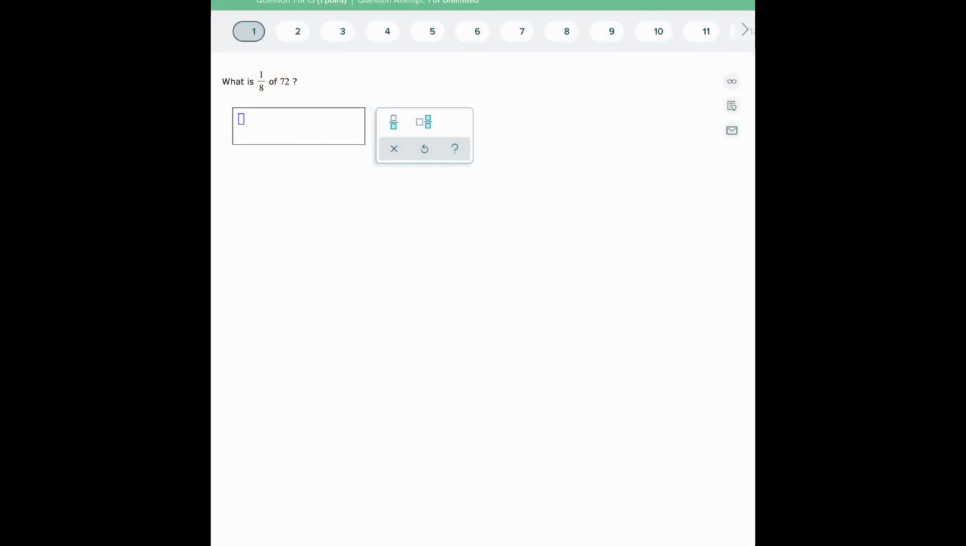Hi guys, let's work through some of your homework problems in case you had some questions with those. In the first one it says, what is 1/8 of 72? And a couple things I want to point out.